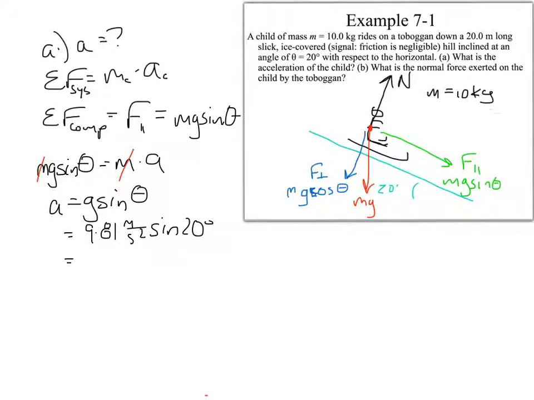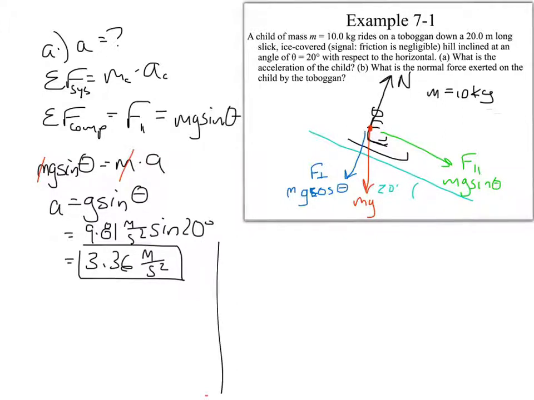9.81 sine 20 degrees gives 3.36 meters per second squared. And that makes sense because it's not a very steep slope, and it's not like the child is free falling down the slope. Much of the child's weight force is directed into the hill, but about maybe a third of it is directed down the hill, which is what's accelerating the child down the hill. So that's part A right there.